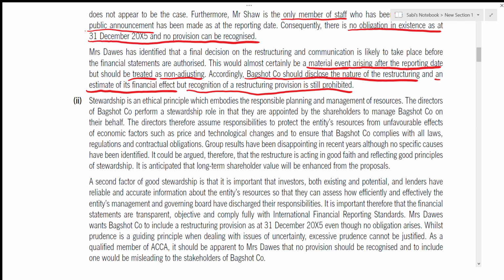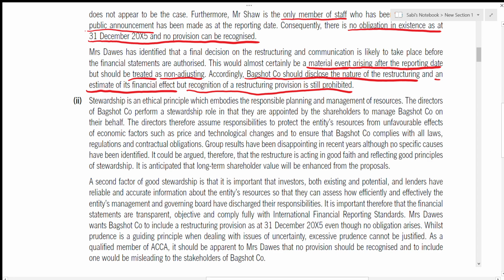Stewardship is an ethical principle which embodies the responsible planning and management of resources. The directors of Backshot company perform a stewardship role in that they are appointed by the shareholders to manage on their behalf. The directors therefore assume responsibilities to protect the entity's resources from unfavorable effects of economic factors such as price and technological changes and to ensure that Backshot company complies with all laws, regulations, contractual obligations. Group results have been disappointing. Now the point comes here.